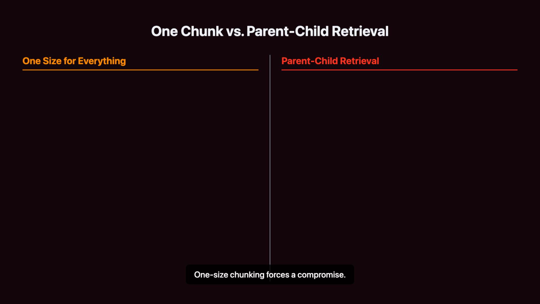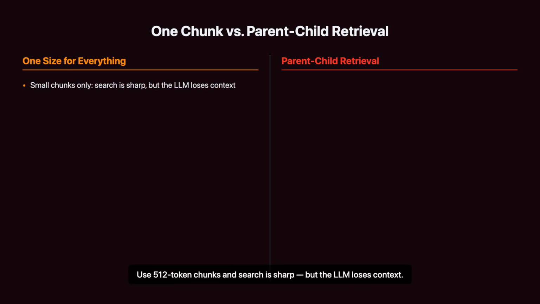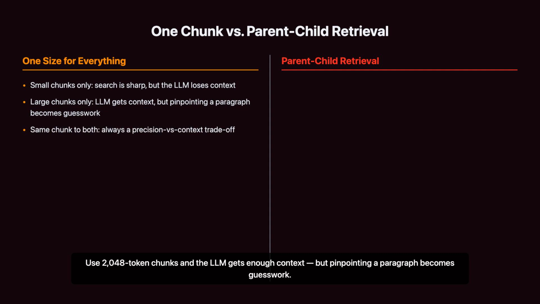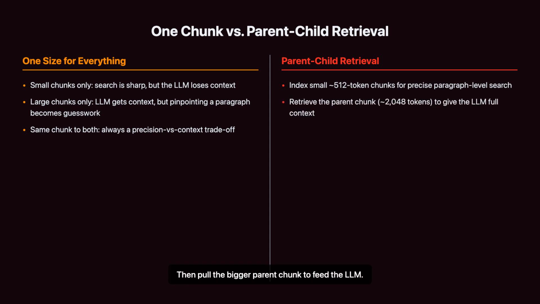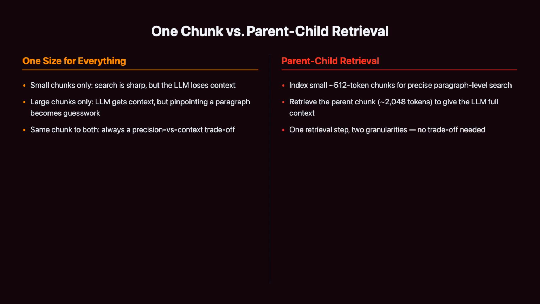One-size chunking forces a compromise. Use 512 token chunks and search is sharp, but the LLM loses context. Use 2,048 token chunks, and the LLM gets enough context, but pinpointing a paragraph becomes guesswork. Parent-child retrieval splits the two jobs. Index with small chunks for precise search, then pull the bigger parent chunk to feed the LLM. 1 retrieval, 2 granularities. That's why option A wins.